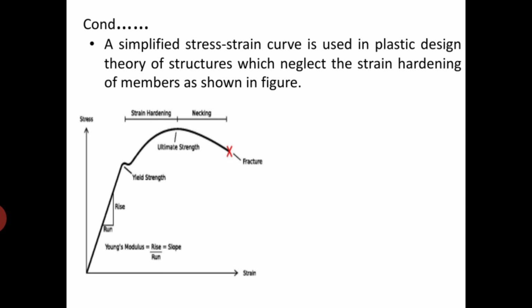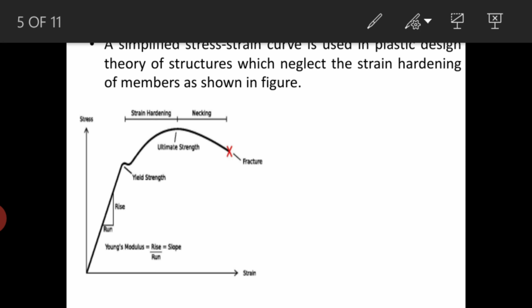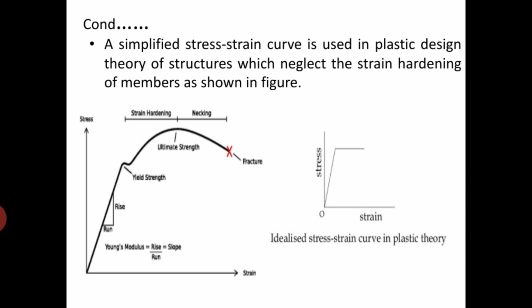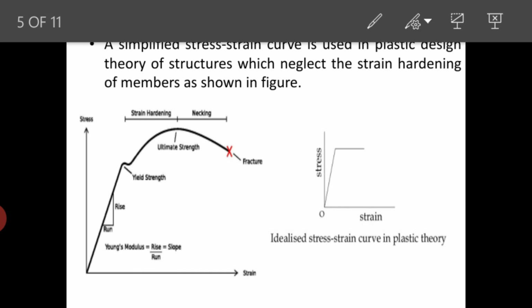But in plastic theory, this curve is idealized, that is, a simplified stress strain curve is used in plastic design theory of structures, which neglects the strain hardening of members, shown in the figure. It means one can assume this curve, this one.